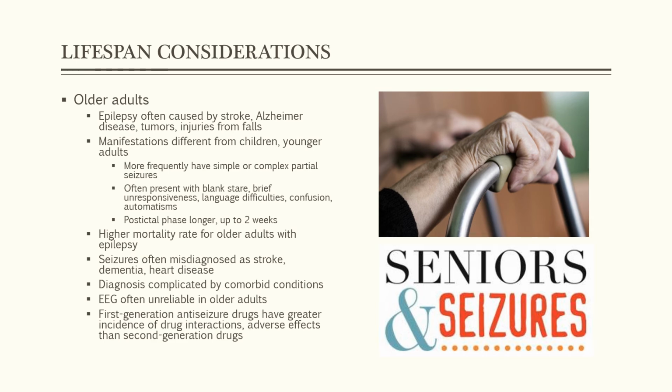Because of the symptoms associated with seizures in older adults, seizures are often misdiagnosed as stroke, dementia, or heart disease in this population. Diagnosis is complicated by both comorbid conditions and the fact that the standard diagnostic tool, the EEG, is often unreliable in older adults because many healthy older adults have EEG changes. Epilepsy in older adults is usually controlled by anti-seizure medication. However, care must be taken when choosing the right anti-seizure medication for an older adult.